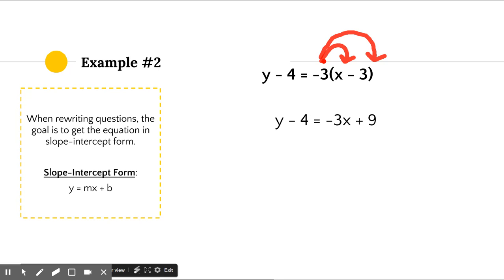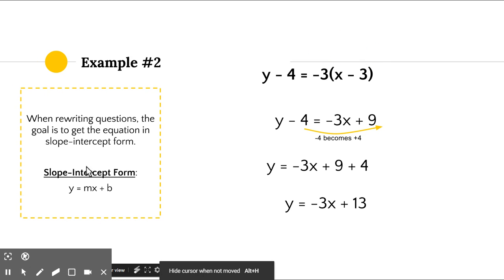Now, our goal is to get this in slope-intercept form, and right now it is not. But what's nice is the y is on the left side. So the only thing that's also on the left side that we need to move is this negative 4. And when the negative 4 moves over to this other side, it's going to become a positive 4. So I just move this negative 4 over here. Now it's a positive 4. And 9 plus 4 is 13. And now it's in slope-intercept form. So this is pretty easy because it's very similar to what we've done with equations.